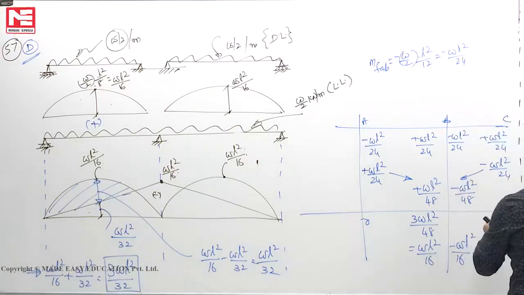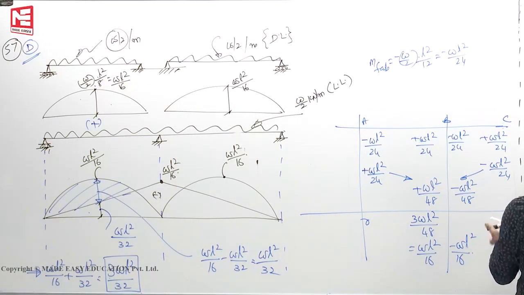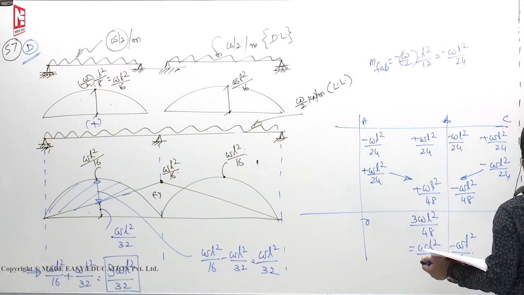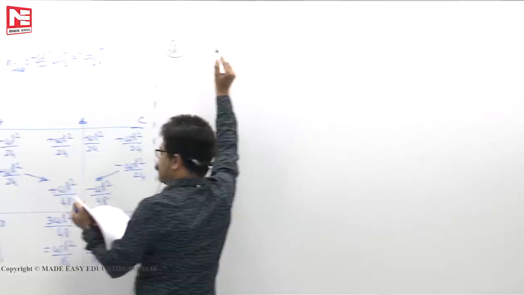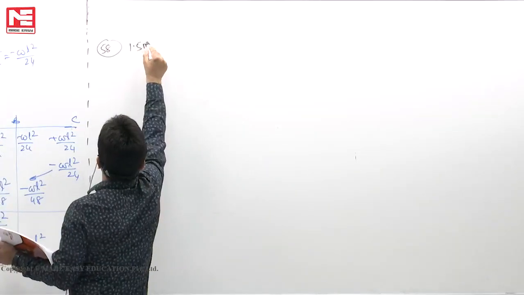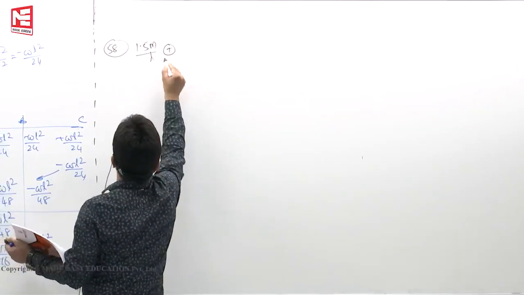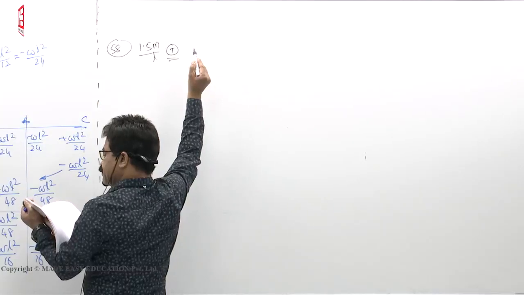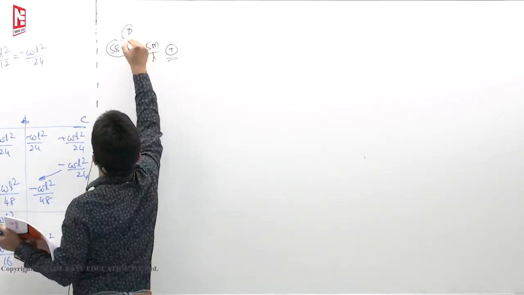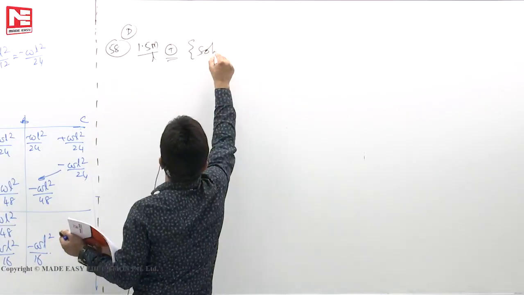Next, 58, axial force in the member AB. We solved it in the class. Axial force in the AB, we got it as 1.5 M by L tension. That means correct answer is D. This is solved in the class.